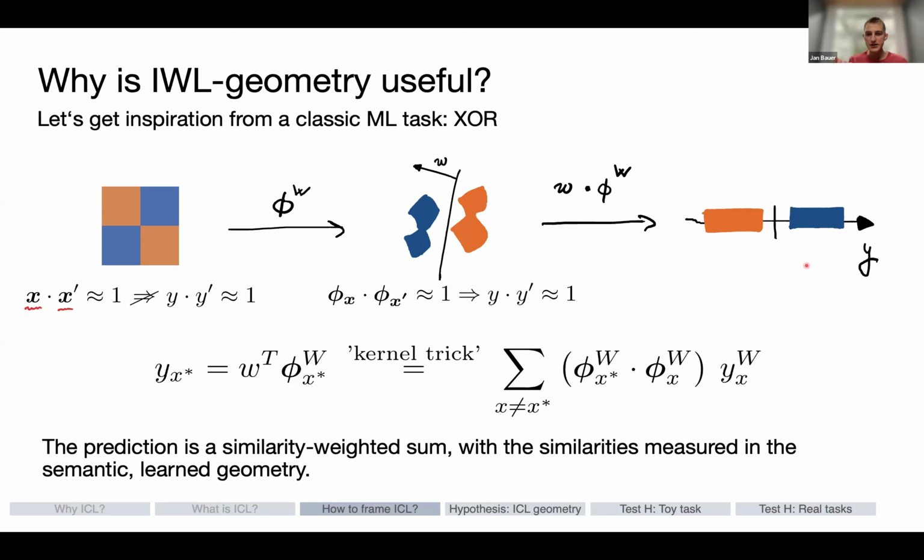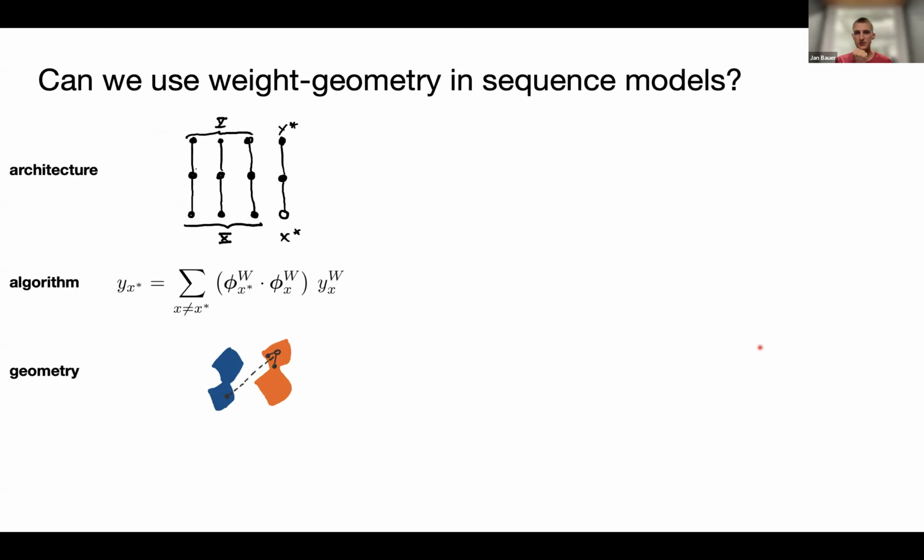And you can also formalize this. This will be useful in the next slide when we talk about sequence models, by writing the output that is produced by that with the help of something called the kernel trick, which I won't dive into, as a similarity weighted sum, where crucially these weights that weight the train labels are measured in semantic similarity as opposed to input similarity, where this wouldn't work.